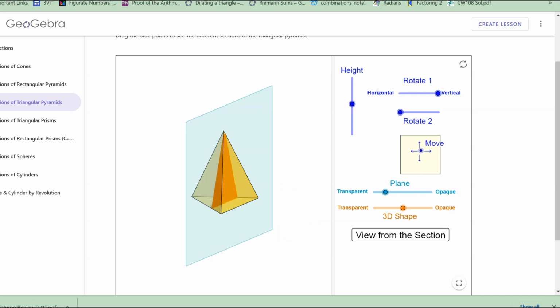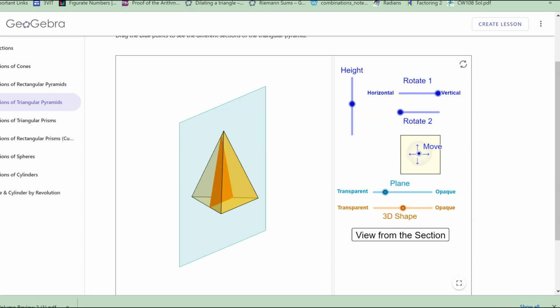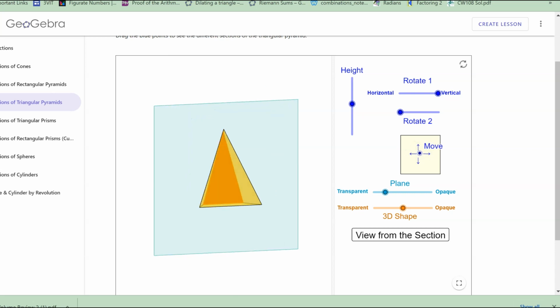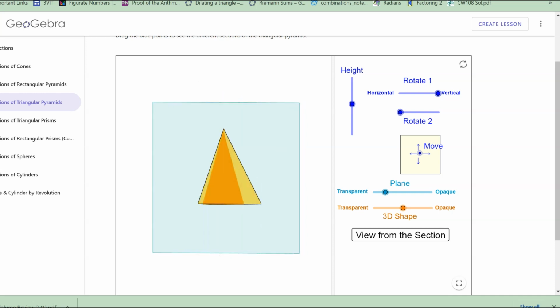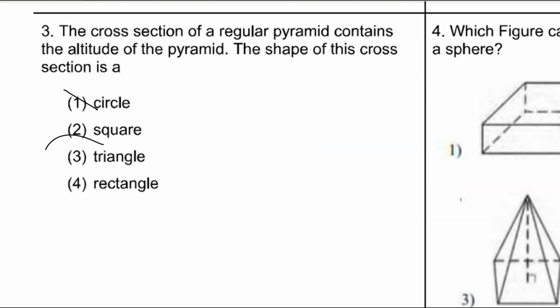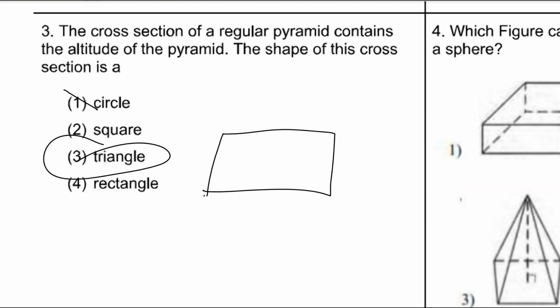Let's see if I can do this. It's not going to be perfect, but let's say right there. If I cut it right down the tip, it would make a perfect triangle. So try to visualize that. It's like if I had the pyramid, regardless of what shape the base is. The altitude goes from the tip at the top right down to the middle. And if I slice it vertically down that, I should always get a triangle.